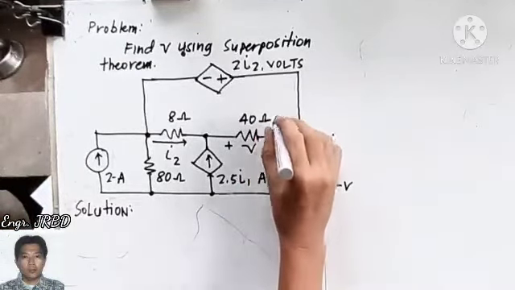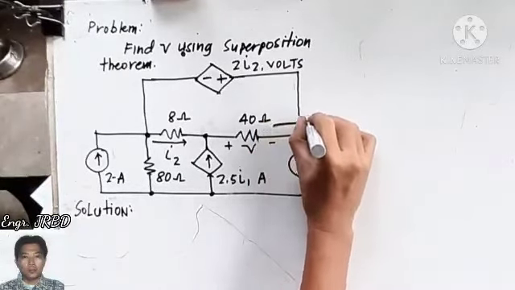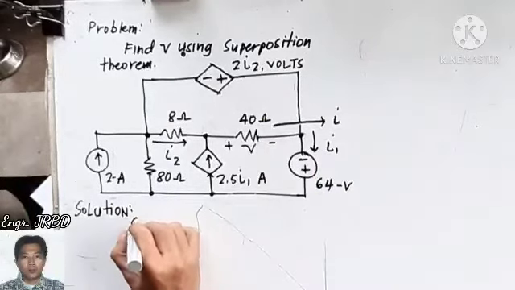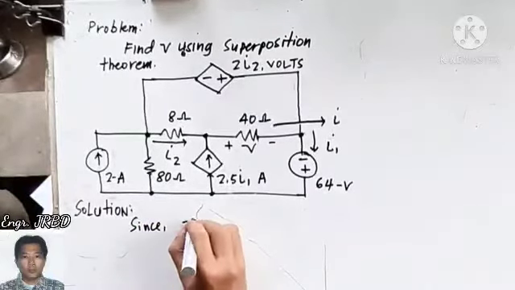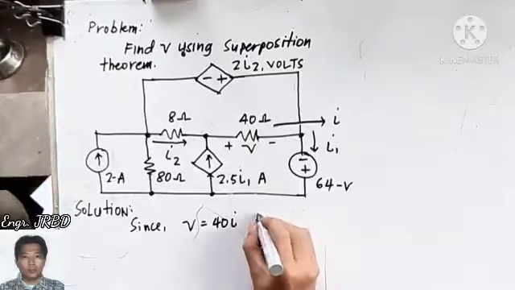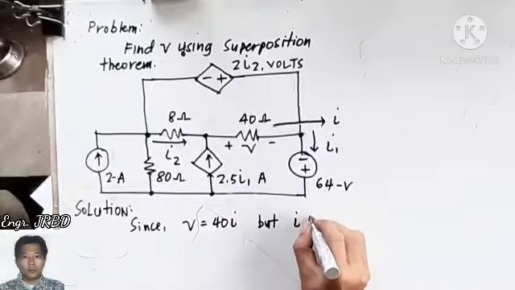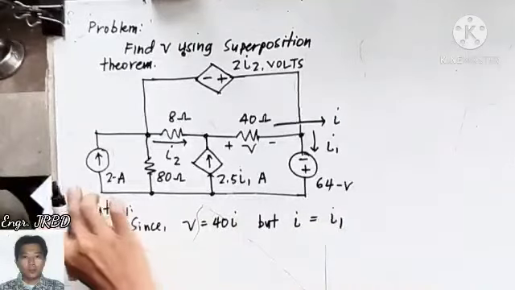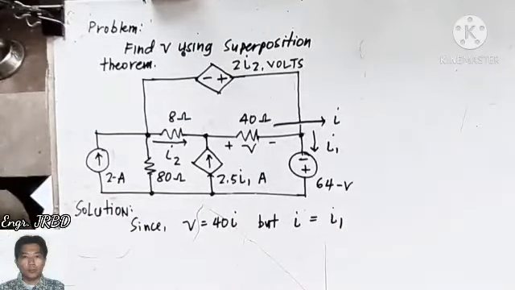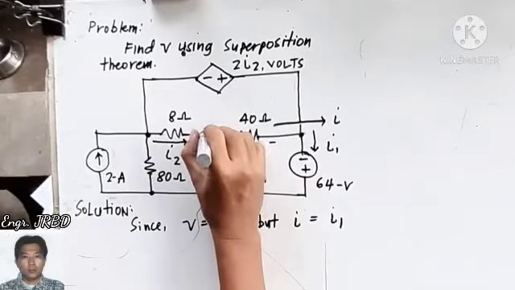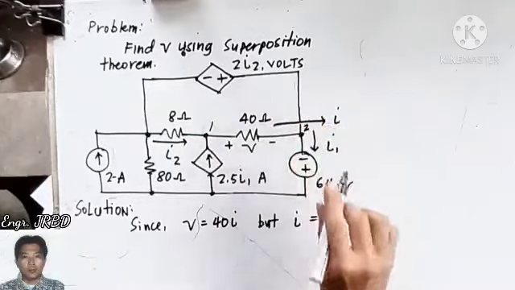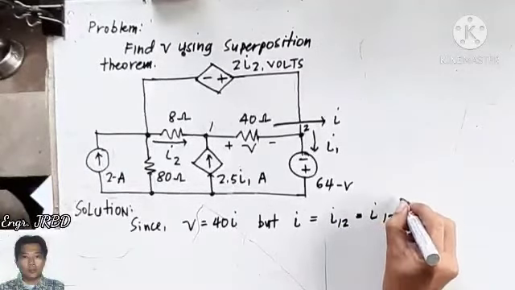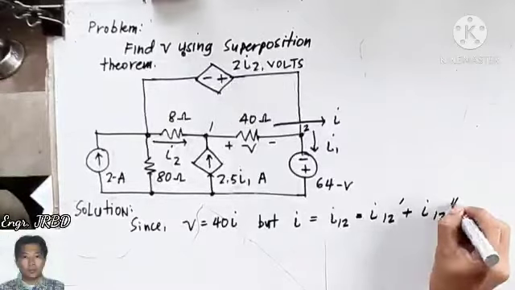So the actual current direction here is left to right. Tama? Supposing that this is given by I. Okay? Since by Ohm's law, your V is 40 times I. But your I is given by two components. One component is coming from your 2 amperes and the other one is coming from your 64 volts. Supposing that, let us try to mark this one as terminal 1 and the other one as terminal 2 for easy recognition. So this is I12 and that is your I12 prime plus I12 double prime.